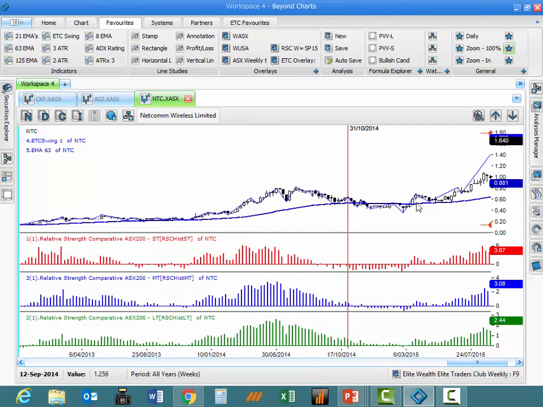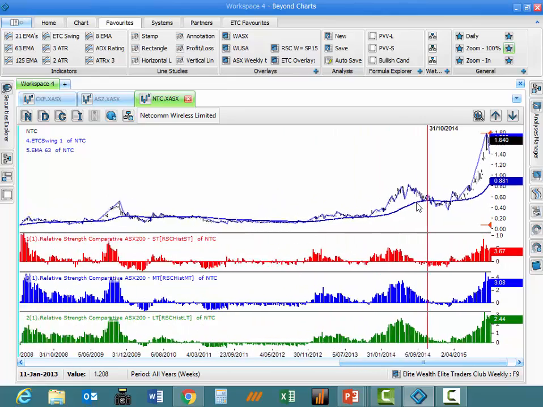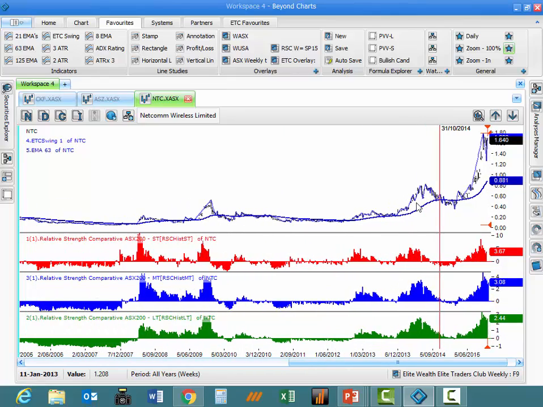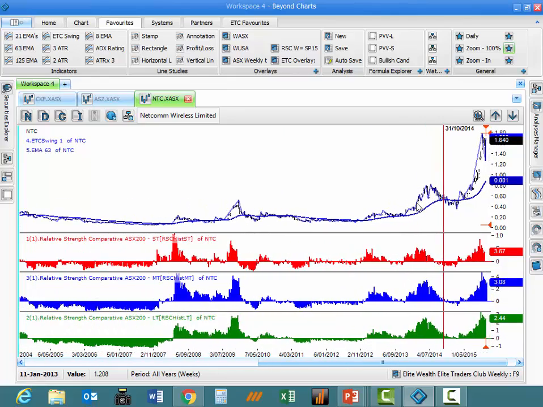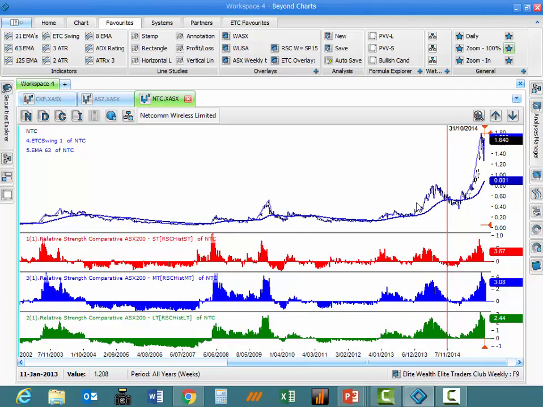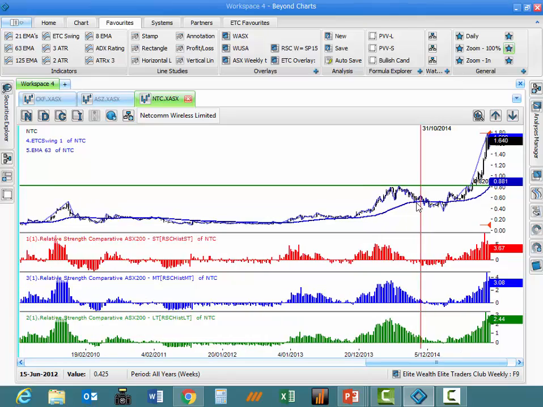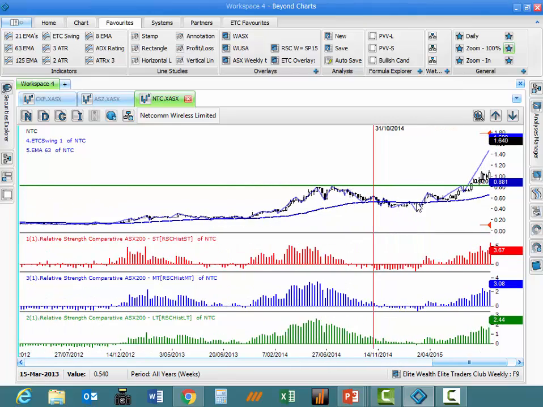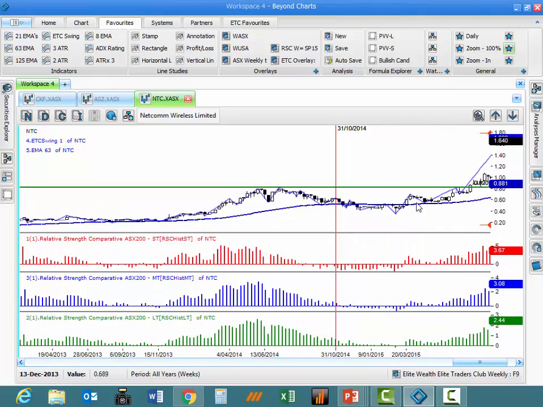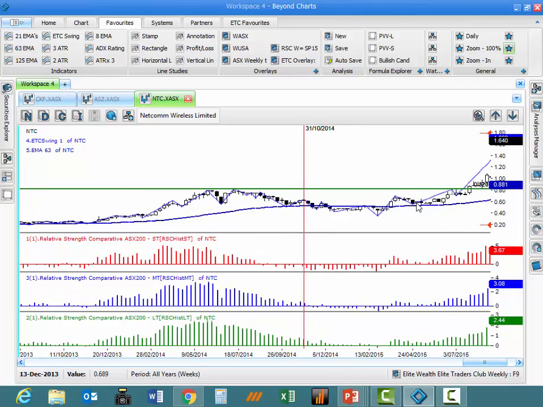If we zoom out and have a bit of a look at where this stock's been, you've got to go back a long, long way to see any overhead resistance. And in actual fact, if we put on a little green line there to show that's the major point of overhead resistance, the major ceiling, the major points of supply that we need to think about.